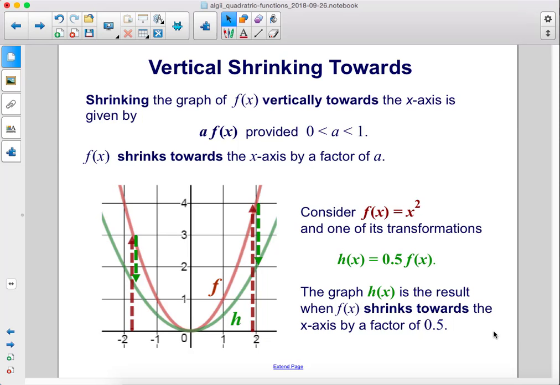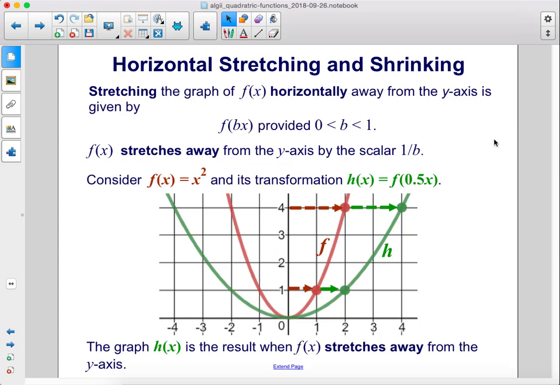Stretching the graph of f of x horizontally away from the y-axis is given by f of bx, provided that b is between 0 and 1. F of x stretches away from the y-axis by the scalar 1 over b. Consider f of x equals x squared and its transformation h of x equals f of 0.5x. The graph h of x is the result when f of x stretches away from the y-axis.